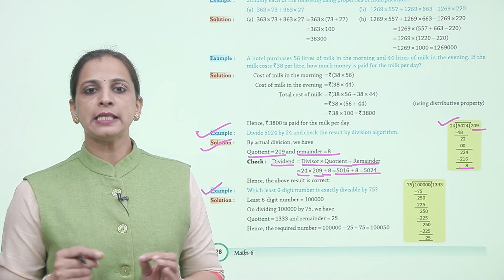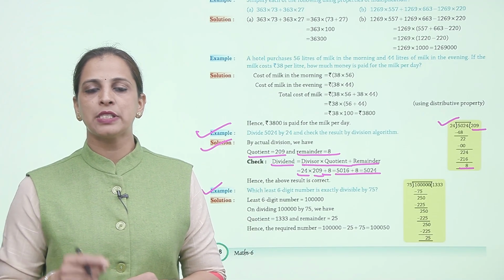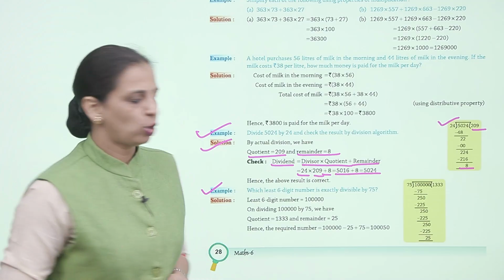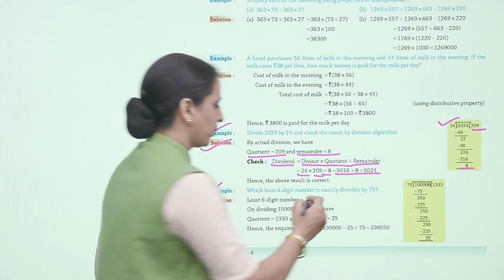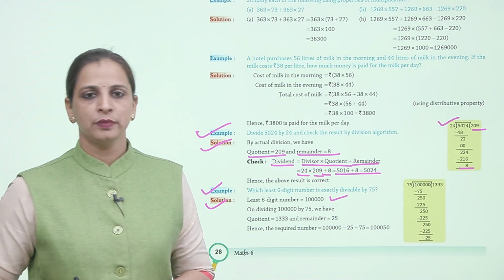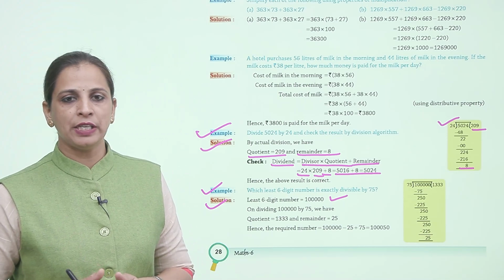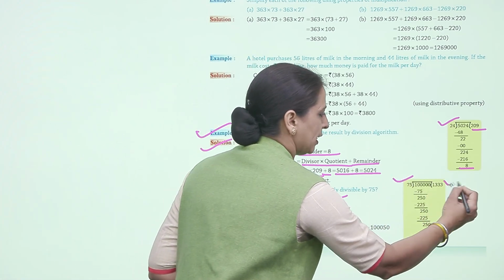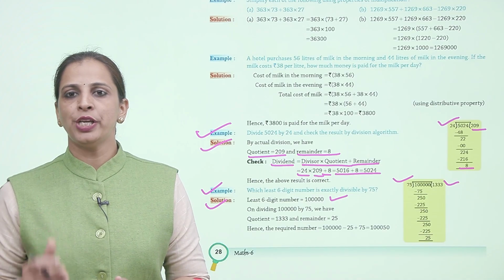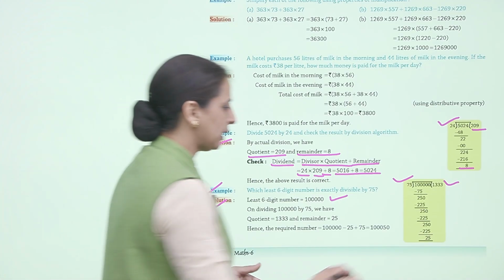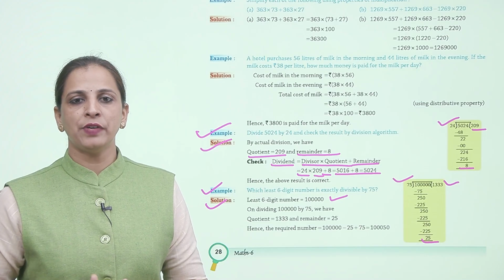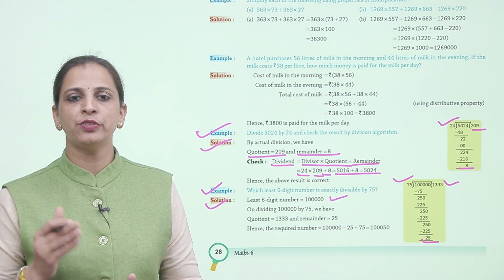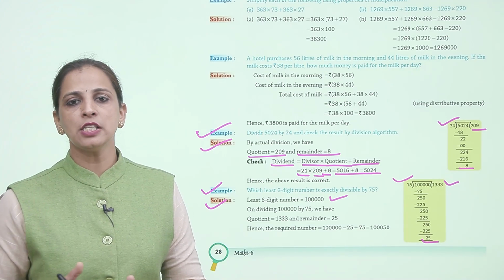Which least 6-digit number is exactly divisible by 75? Solution करते हैं. Least 6-digit number is 1 lakh. On dividing 1 lakh by 75, 1 lakh को 75 से divide किया, it is 1333 और remainder कितना आया 25. On dividing 1 lakh by 75, we have quotient is 1333 and remainder is 25.